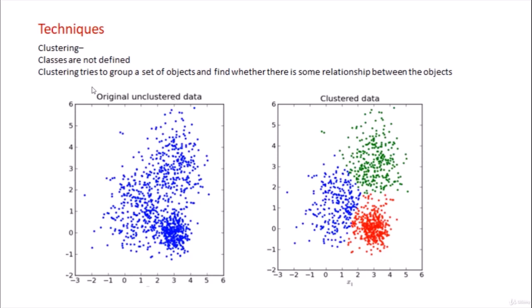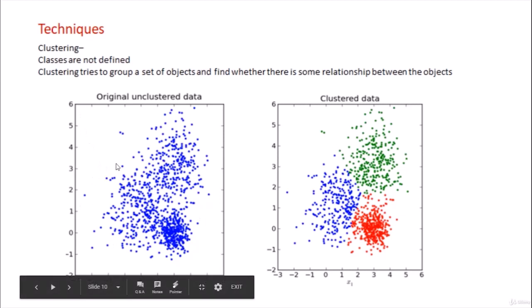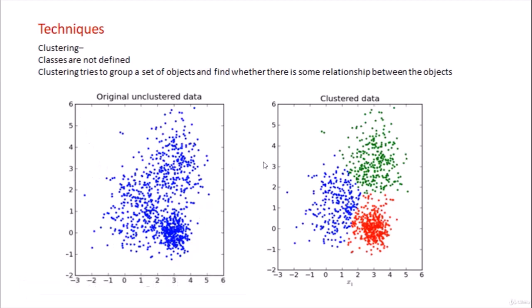Suppose this is your original unclustered data. When we apply clustering to it, it will group or cluster the same data together, just like this. We can do this in Power BI as well. So let's jump back to Power BI to see how this works.